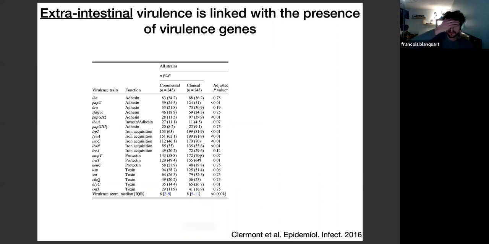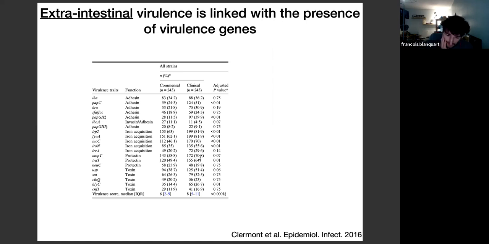And so I'm going to focus more specifically on extra-intestinal virulence. So that is urinary tract infections and bloodstream infection. And this type of virulence is linked with the presence of virulence genes. So these genes belong to the accessory genome. That is, they can be absent or present in strains.